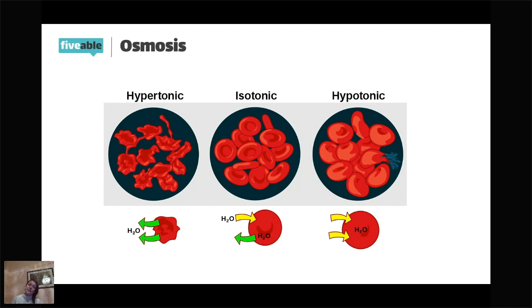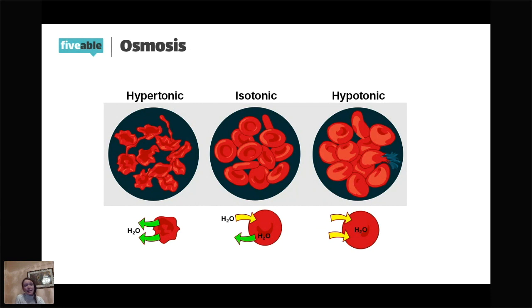So isotonic's the easiest. We just have an equal concentration of solute inside and outside of the cell. So water is moving in and out. It doesn't mean that water is not moving. It just means there's no net movement of water. The water that comes in is the same amount as the water that's leaving, so equal concentration of water and therefore solute inside and outside.